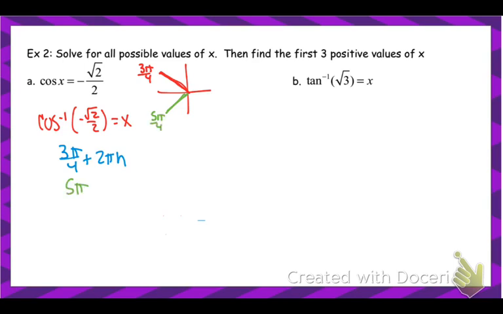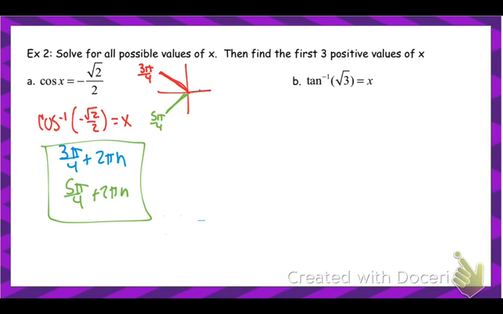So you also get 5 pi over 4 plus 2 pi n. So that represents every possible answer to this equation. Well, now after you find that, what it wants you to do is find the first three positive values. So basically, we already found two of them.